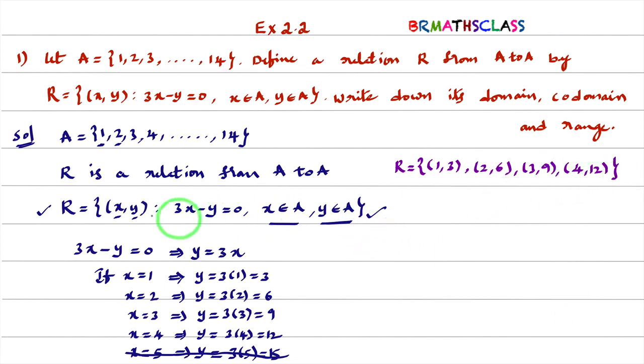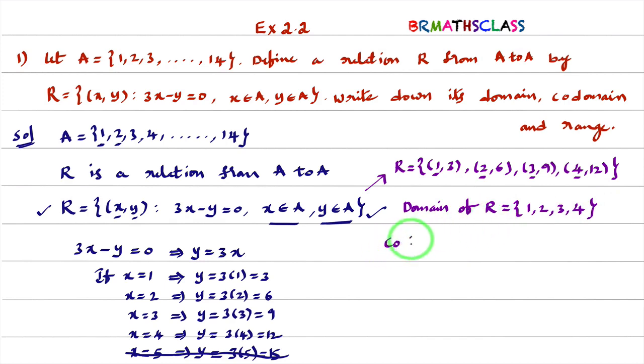Okay. So they gave the relation in set builder form. I wrote the same relation in what form? Roster form. Why did I write it in roster form? When it is in roster form, writing domain, codomain, range is very easy. So I'll write the domain of this relation. Domain of the relation R. What is the domain definition? The set of all first elements of ordered pairs in the relation is called domain. So what are the first elements here? 1, 2, 3, 4. So this is the domain of the relation.